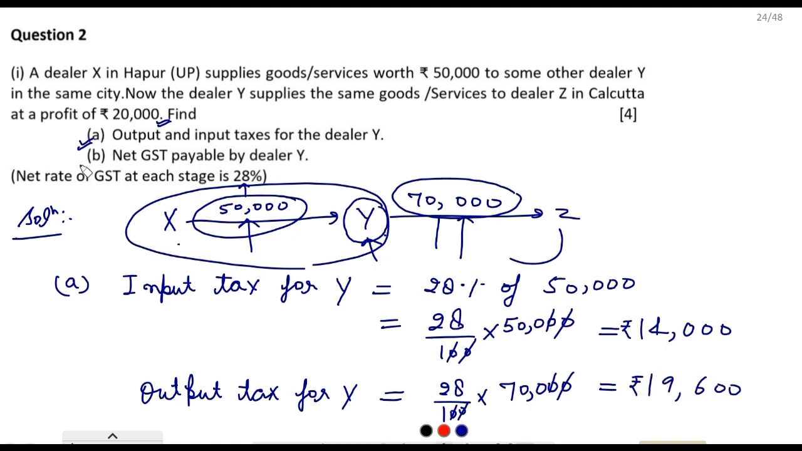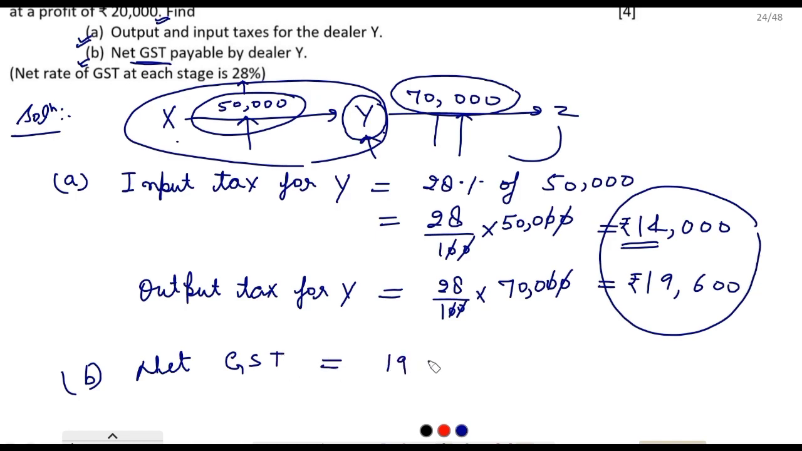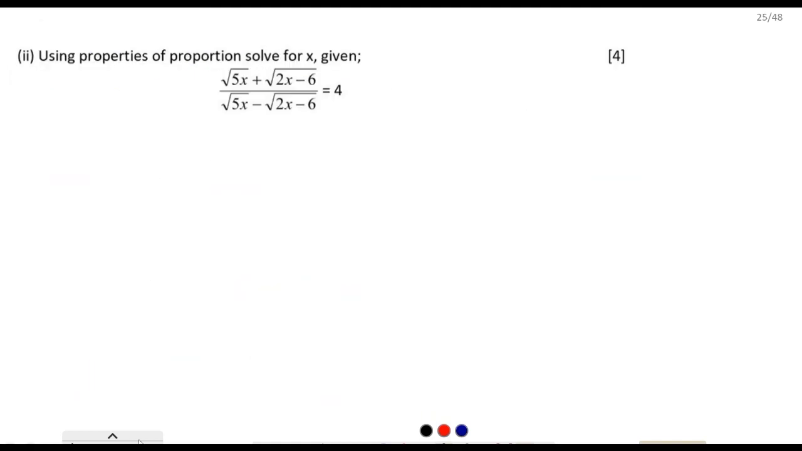In the second part, we have to calculate the net GST payable by dealer Y to the government. Y will pay the government the difference of this tax, because the input tax he has already paid to the government in this dealing. The difference of output tax and input tax is rupees 4,000.